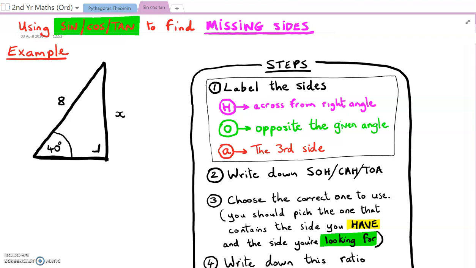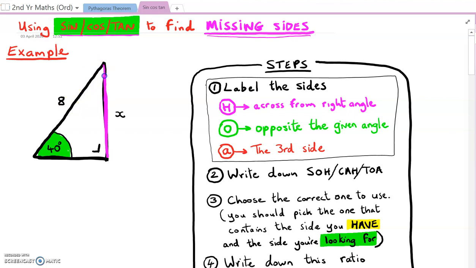In this video, we're going to take a look at how to use sine, cos, tan to find the missing sides of triangles. Okay, so this is the first example we're going to do, and you'll notice that we've been given an angle this time. We've been given an angle, 40 degrees. We've been given a side, 8. But we're missing a side.